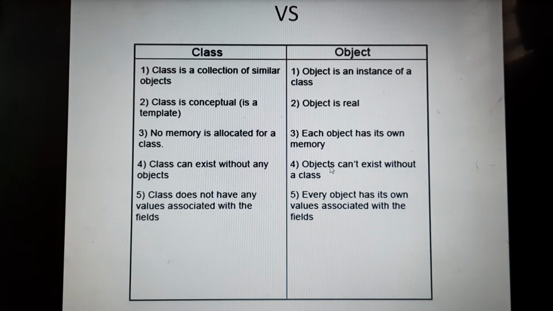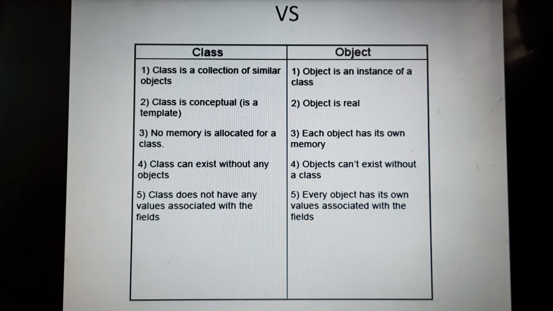So whenever we create an object, we must define the class first, because the object will come from that particular class. And the fifth difference is that a class does not have any value associated with its fields. It's simply a concept, whereas every object has its own values associated with the fields. So this is the basic difference between an object and a class.